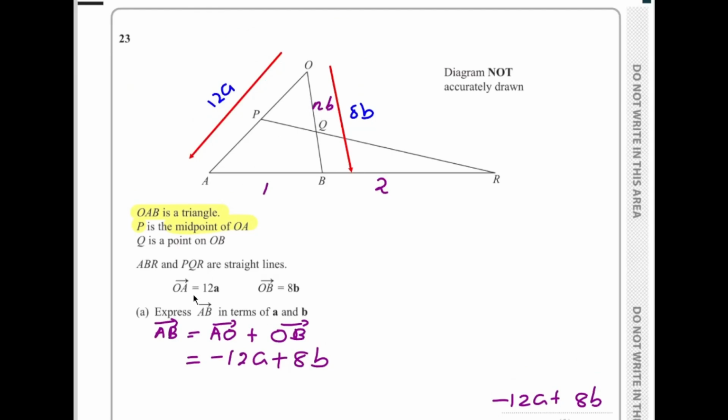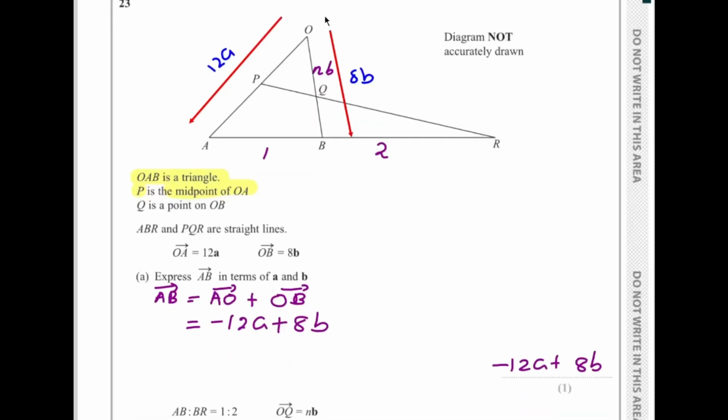Use a vector method to find the value of n. So the value of n: OQ equals n times b, and we know that OB equals 8b. OQ is n times b, which is the ratio. Instead of asking us to find the ratio of OQ, this time the question has given a letter for the ratio, n. You are asked to get the value of this letter.